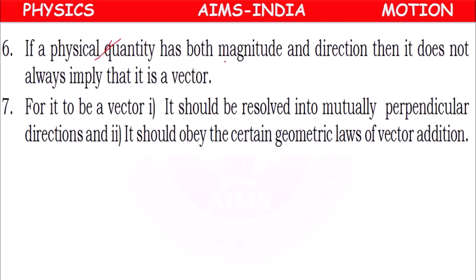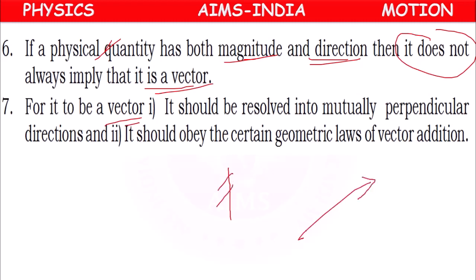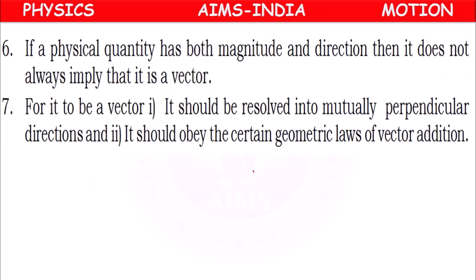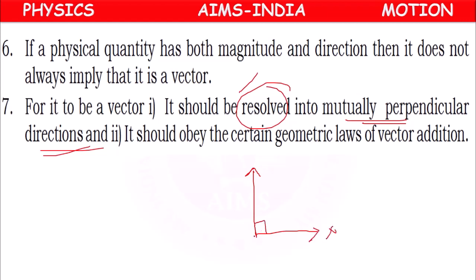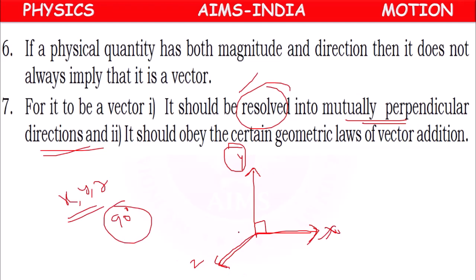So if a physical quantity has magnitude and direction, it does not mean that it is a vector, because for it to be a vector, it should be able to resolve into mutually perpendicular directions, like 90 degrees, like this. Suppose the vector is y, it should be able to resolve into x and z, such that the angle between x and y is 90 degrees, meaning x is perpendicular to y. Between y and z, the angle should be 90. Z and x, the angle should be 90.